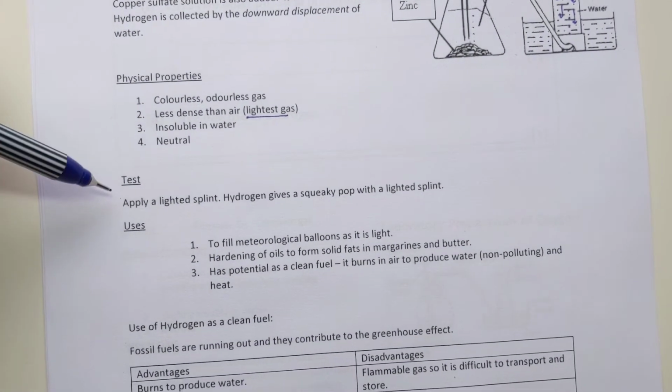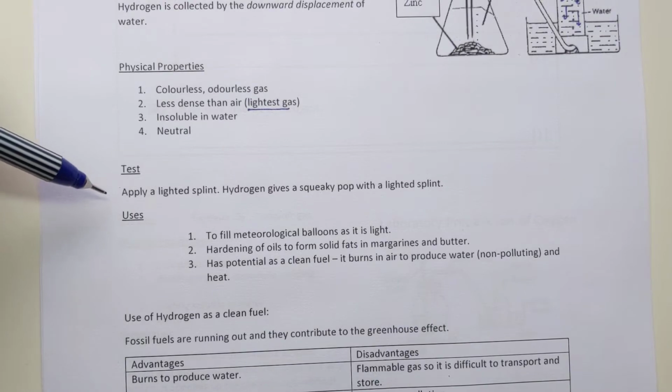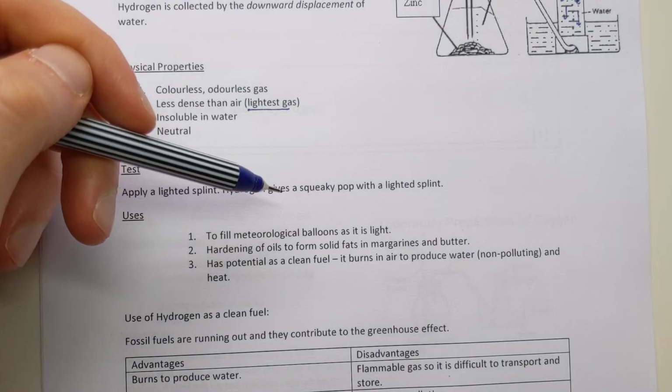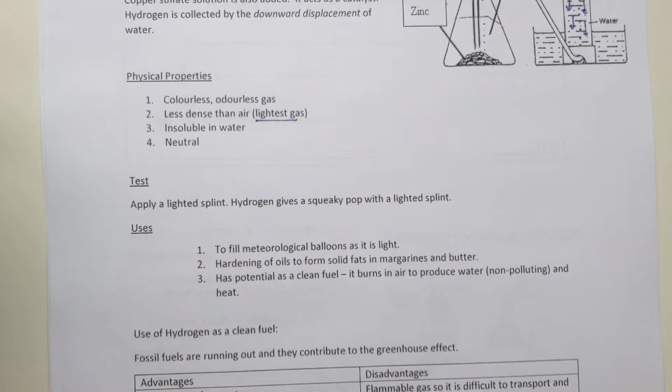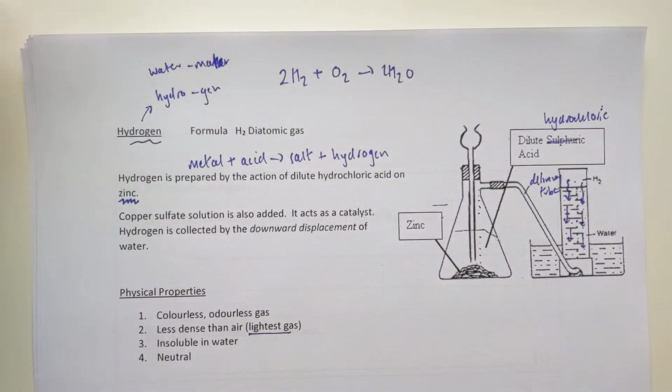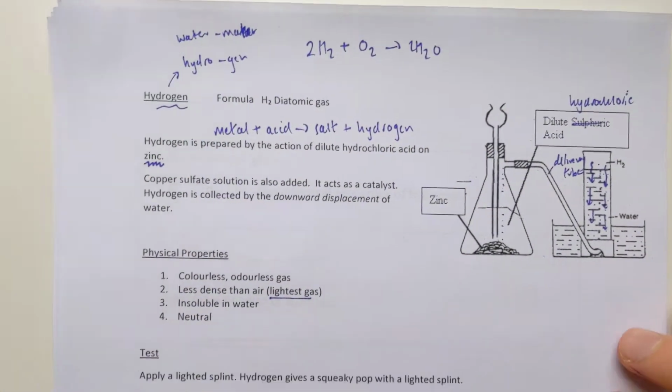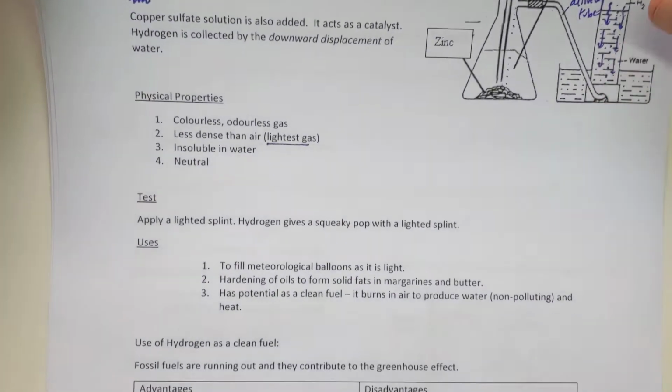The test actually proves you've got hydrogen gas. Again, we've seen it before. You use a lit splint, you get a squeaky pop, and that proves you have got hydrogen. You're making water vapour in this reaction here. It's a mini explosion.